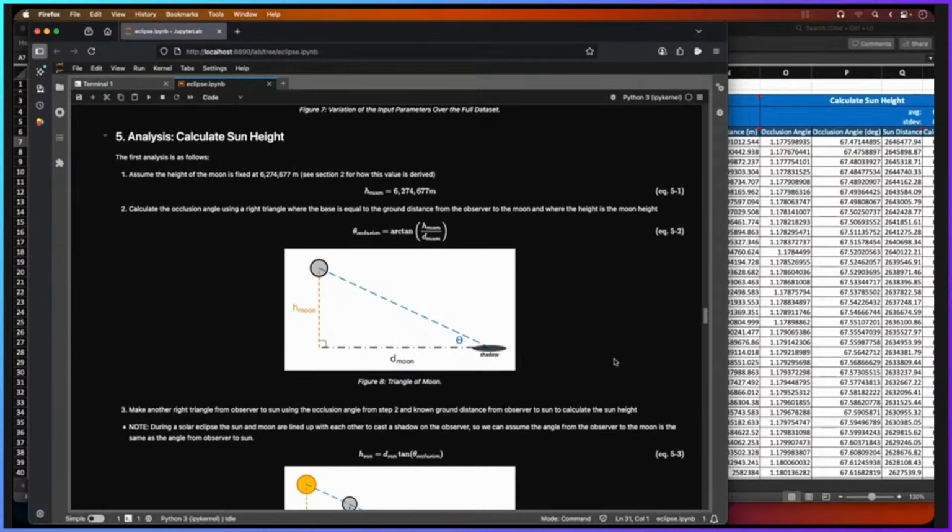Now let's get into the actual analysis. The first step is we're going to assume the height of the moon is fixed at the 6.27 million meters number we found in section 2. H moon equals 6.274 million meters. Step 2, calculate the occlusion angle using a right triangle where the base is equal to the ground distance from the observer to the moon and where the height is the moon height. So the occlusion angle becomes the arctangent of the height of the moon divided by the distance.